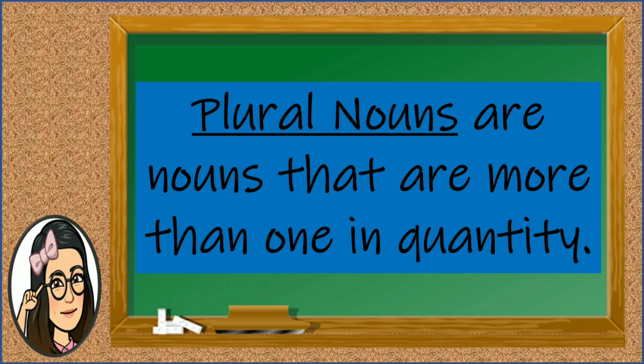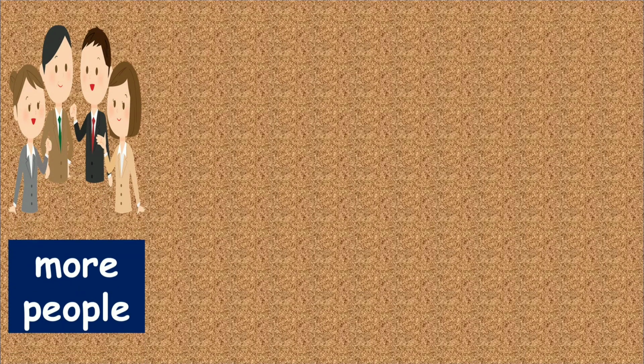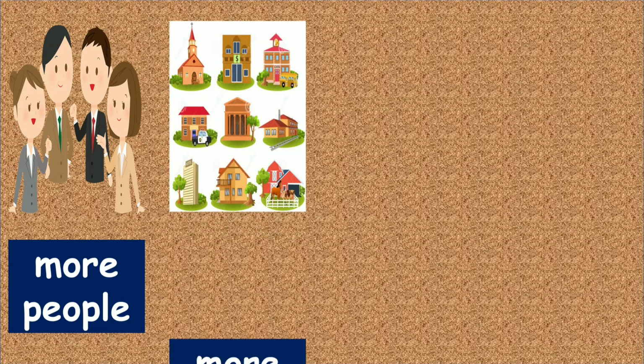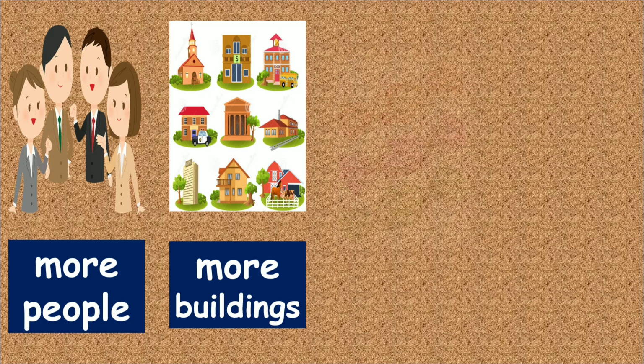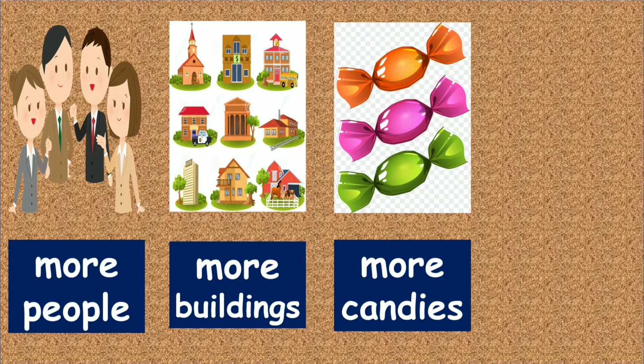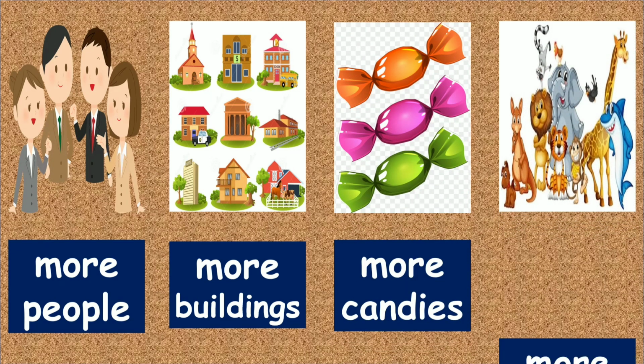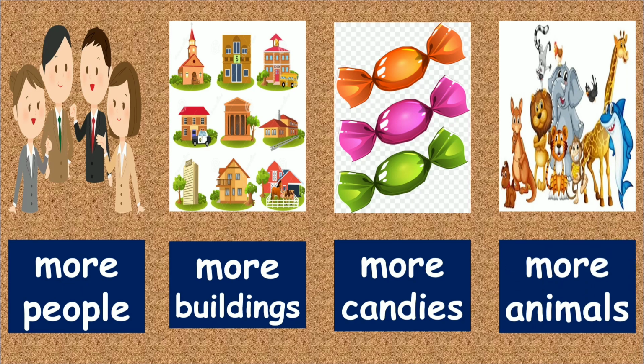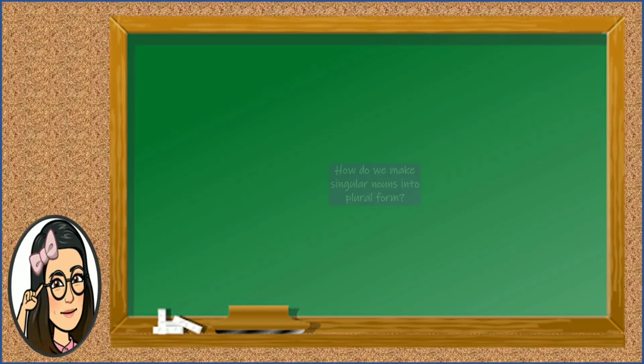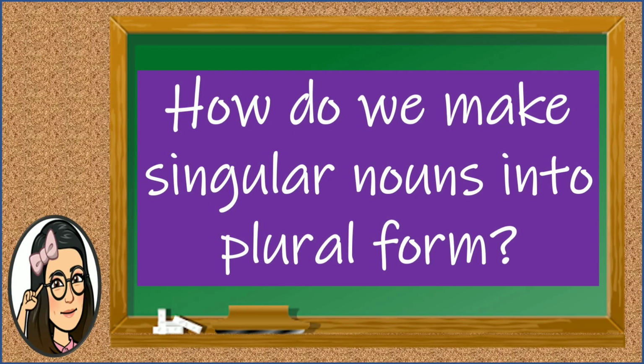Plural nouns, on the other hand, are nouns that are more than one in quantity. For example, more people, more buildings, more candies, and more animals. They are all plural nouns. But how do we make singular nouns into plural form?